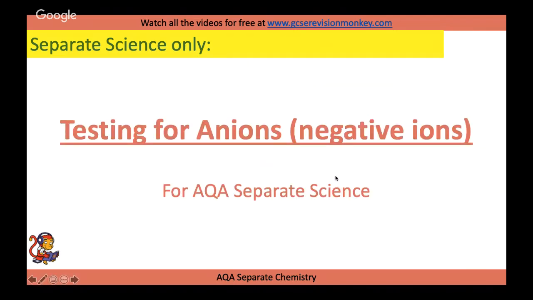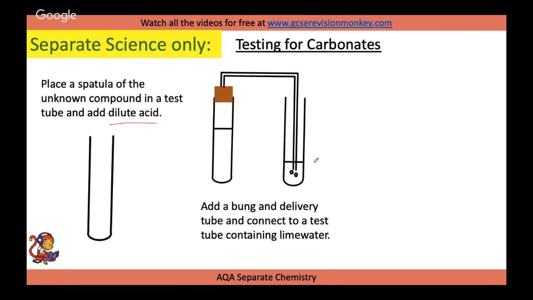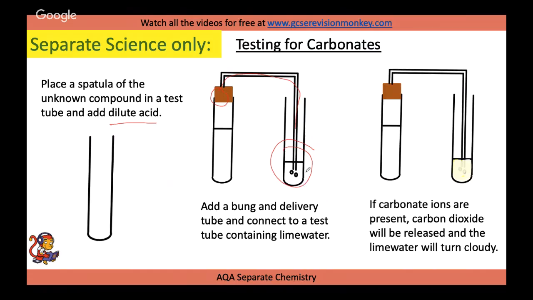Testing for anions then, the negative part. For carbonates, you place a spatula of the unknown compound in a test tube and add dilute acid. You'll connect that with a bung and delivery tube to a test tube with lime water. And if that goes cloudy, then carbon dioxide is present, because carbon dioxide turns lime water cloudy.